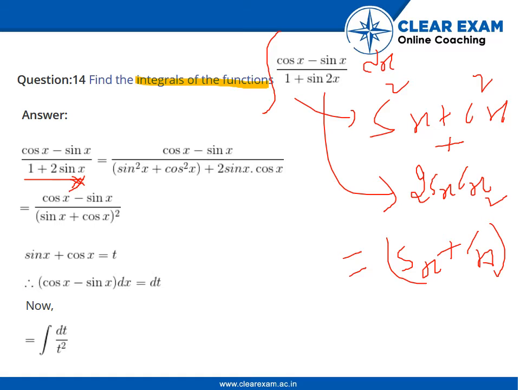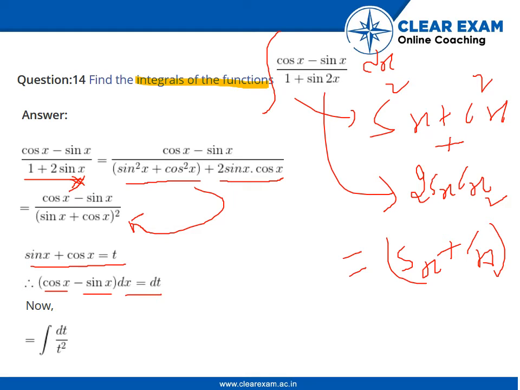So 1 plus sin 2x can be written as, 1 is written as sin square x plus cos square x, and sin 2x is written as 2 sin x cos x from the trigonometric identity. So that makes it sin x plus cos x raised to the power 2. Now we assume sin x plus cos x is equal to t, and we differentiate it on both sides with respect to x. So the differentiation gives cos x minus sin x dx is equal to dt.